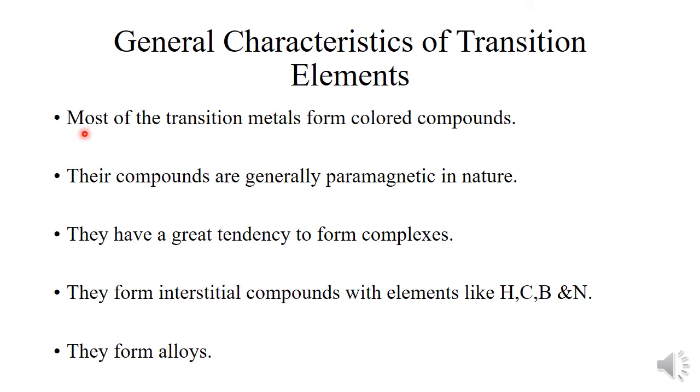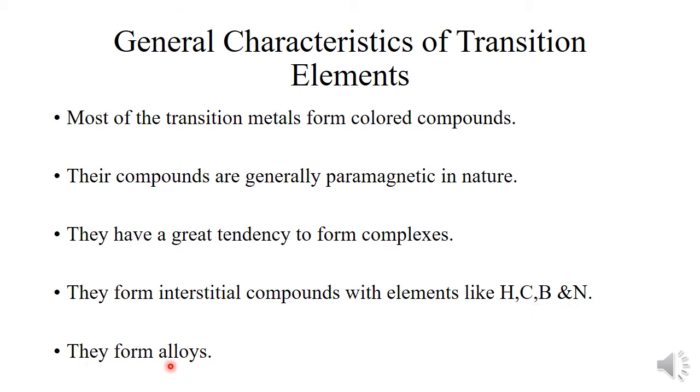And next is, most of the transition metals form colored compounds, and their compounds are generally paramagnetic in nature. That is, they generally have unpaired electrons in them. Next, they have a great tendency to form complexes. Besides this, they also form interstitial compounds with small elements like hydrogen, carbon, boron and nitrogen.